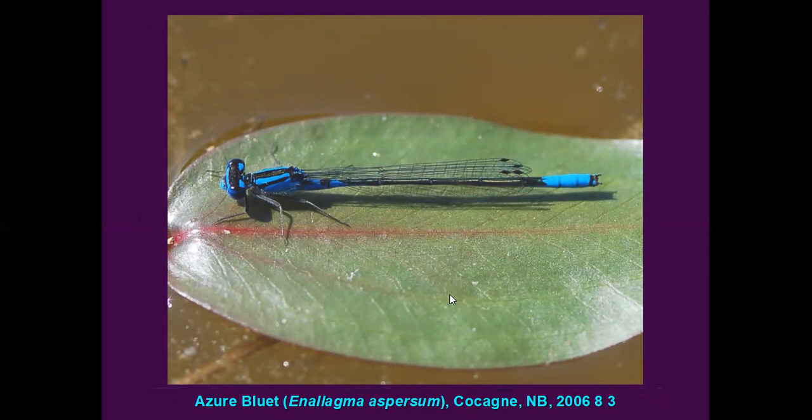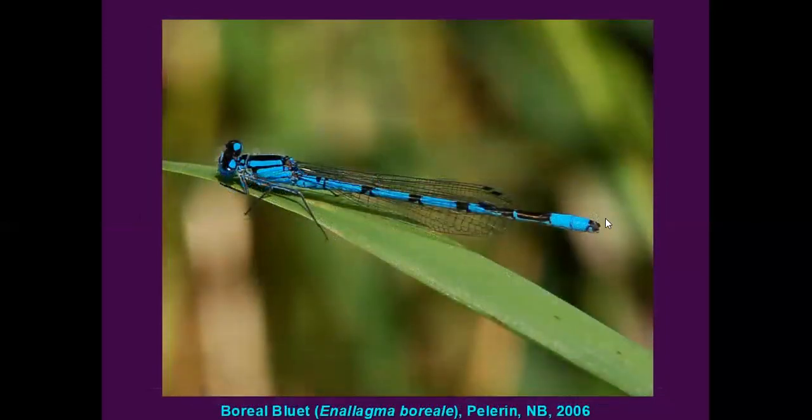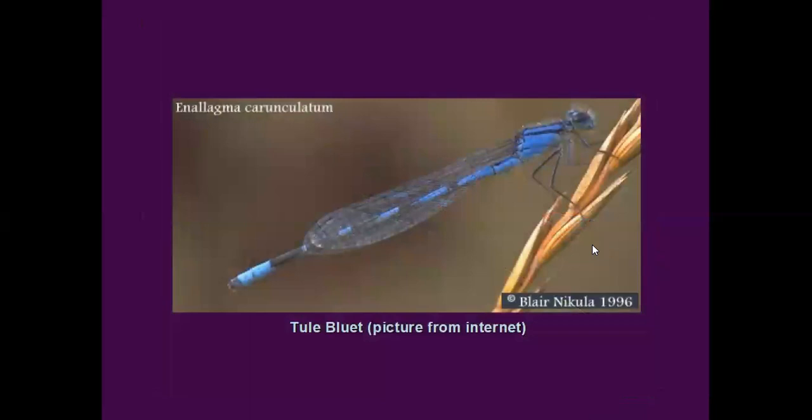Most of them are blue, and you have to tell them apart by looking at the tail, the claspers at the end of the tail. This one is the azure bluet. Here's the boreal bluet. The Thule bluet, which I've never seen in New Brunswick, but it has been seen apparently down towards St. Andrews, and more recently it's been found in southwestern Nova Scotia as well. It's one of the species I've never seen.